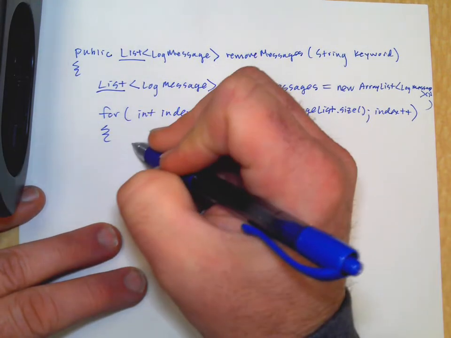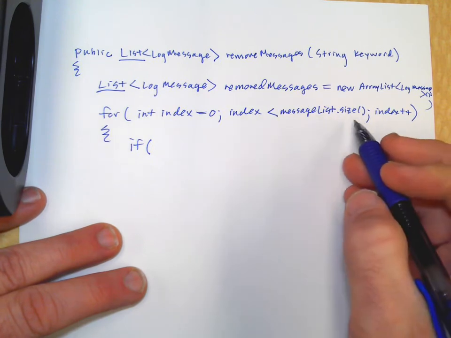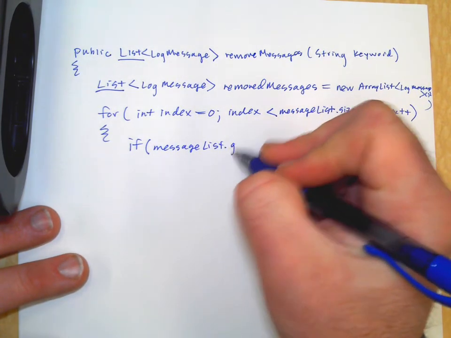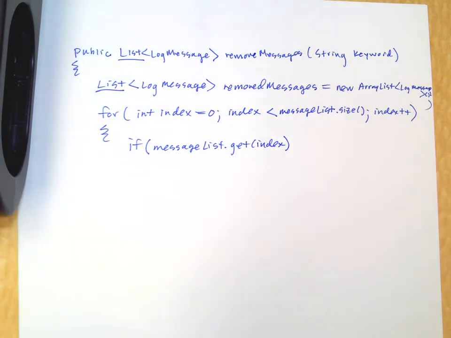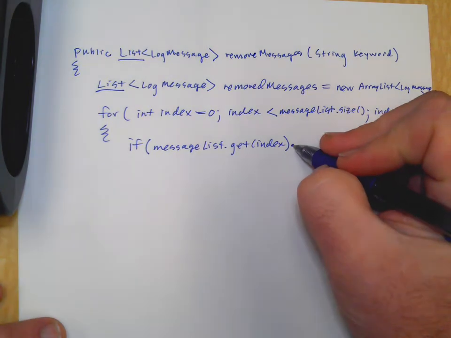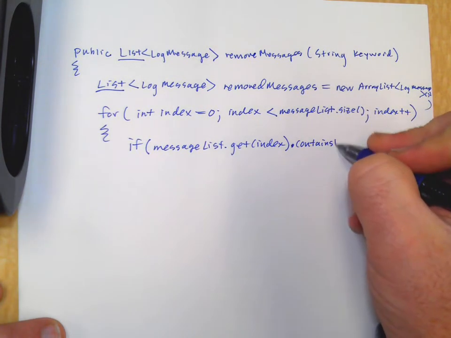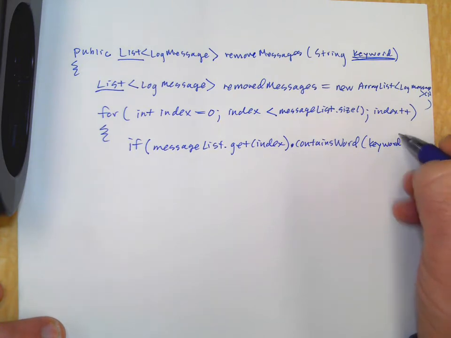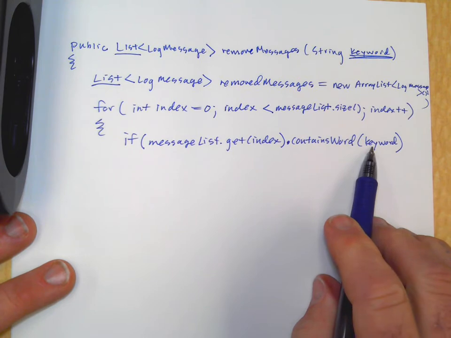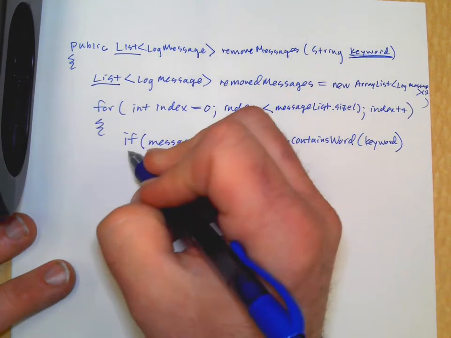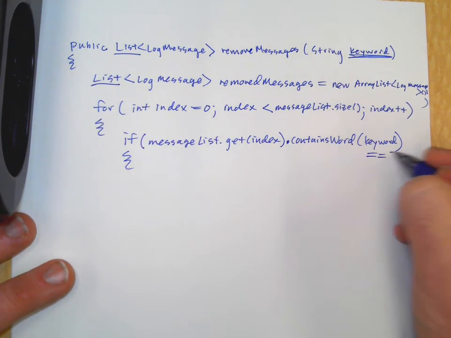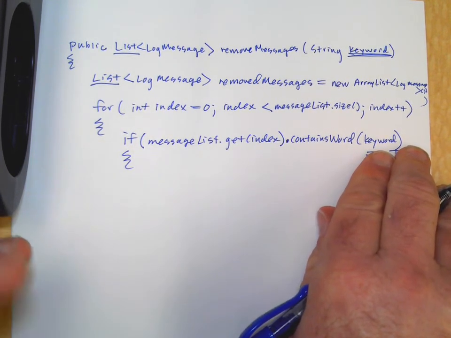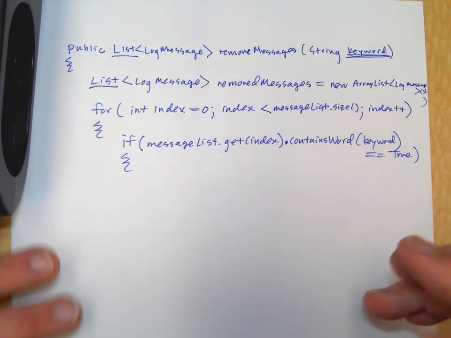Okay. And then we're going to have an if. We're going to say if, and whatever the current log, so we're going to say message list dot get index. So that gets the current log message object, and we want to run the contains word method that we just wrote, but we got to give it a keyword, and they're giving us that keyword. So we're going to put that keyword in here, right? And so this is going to return true or false. If it properly contains it, it's going to return true. Now, by the way, because this returns true or false, I don't have to say equals true. I mean, that works, but I could just leave that off and it's going to do the same thing. Checking if true equals true is a little redundant, but you can put it there.